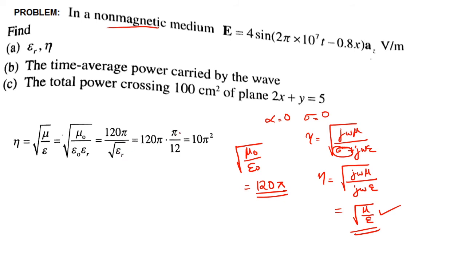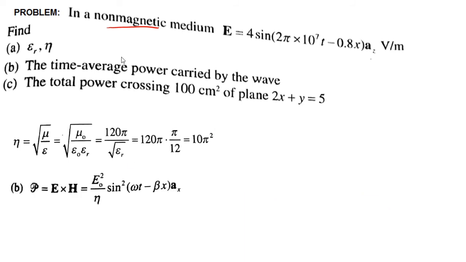That value you got in the last step, you got the answer as 10 pi square. Time average power. I showed you the equations. So what is the time average power? It is this equation. The equation we have learned, so I will write it again. The time average power, P average Z. This is the time average power carried by the wave.